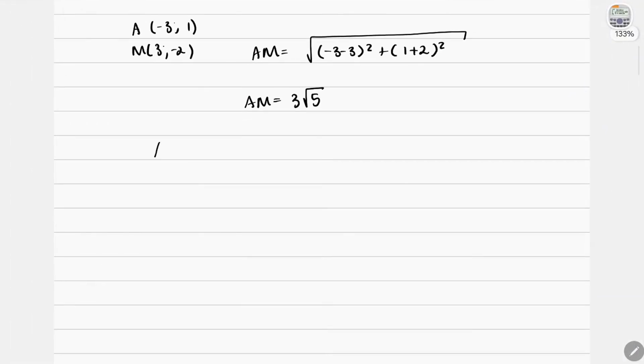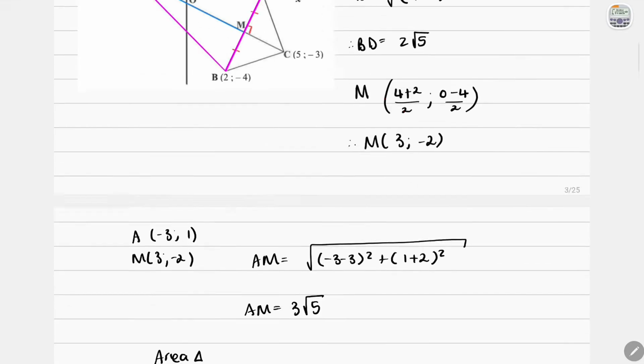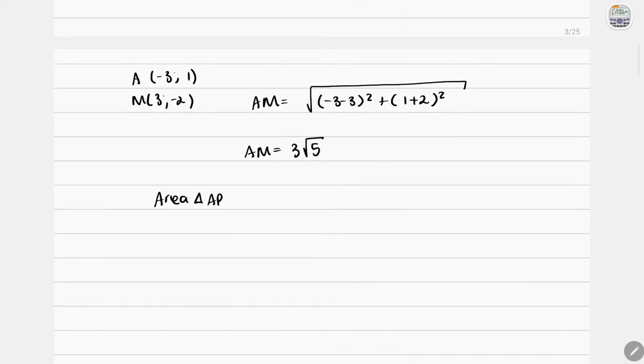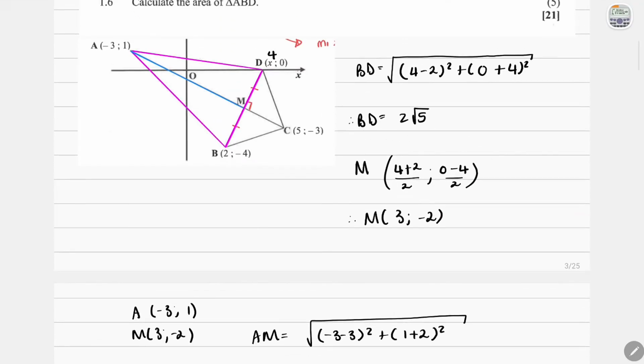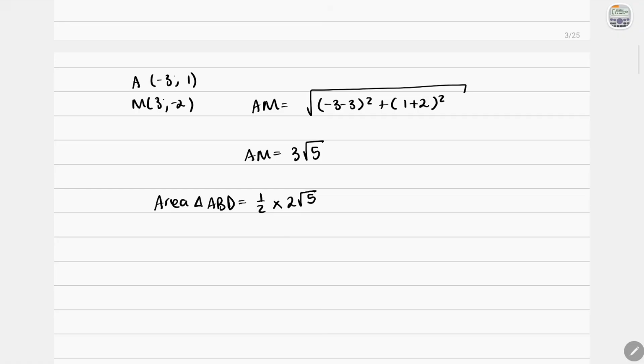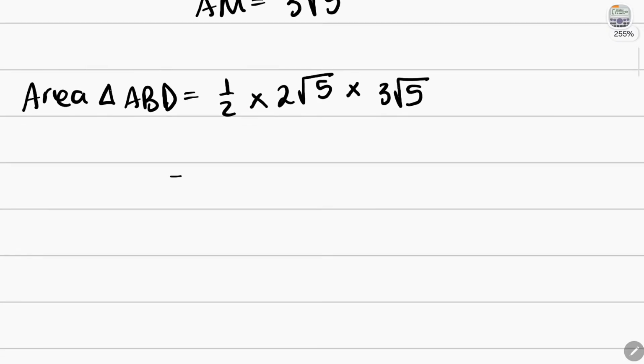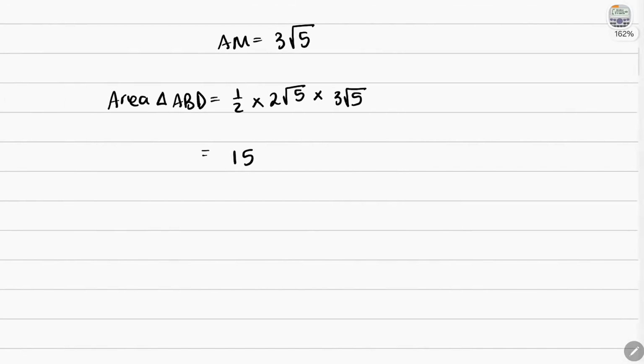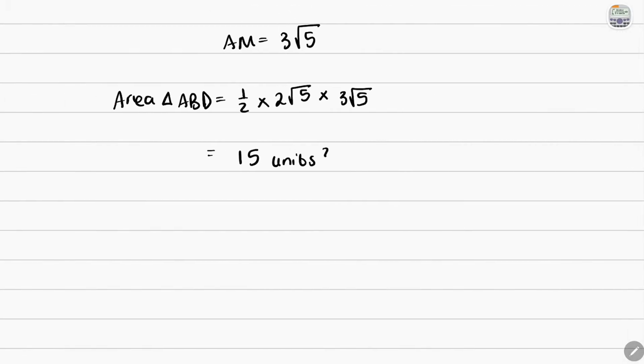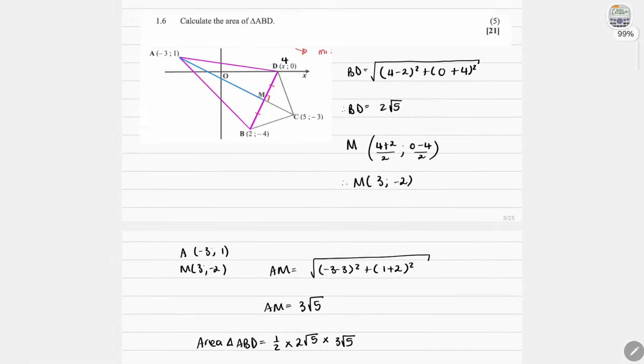Okay, so here, to find the area of this triangle, ABD, we simply say a half multiplied by the base, and that was BD, and we know that is 2 square root 5, and then multiply by the height, which is AM, 3 square root 5. So this is just going to be a half, and then 2 times 3 is 6, and then root 5 times root 5 is 5, that's 30. 30 divided by 2 is 15. So this is 15 square units, and we can just say units squared, and that is our answer. Okay, 15 square units. And that is it for question 1.